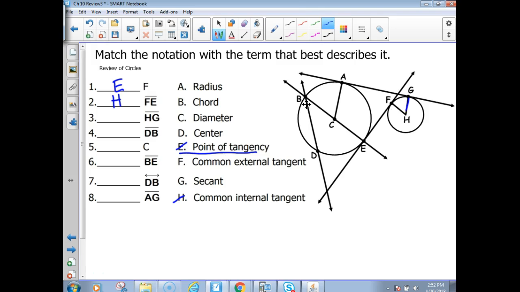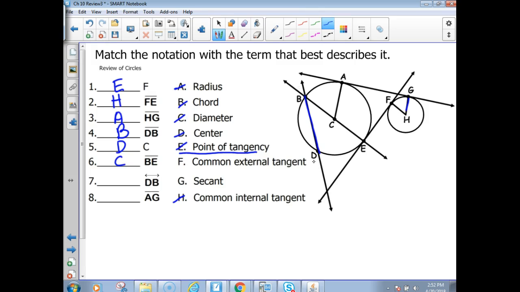HG is a radius. Sure you got that. Segment DB is a chord. It's a segment. Chords are segments with endpoints on the circle. Point C, of course, is the center. Choice D. Segment B to E is all the way across the circle through the center, so it's a diameter. That would have been C.